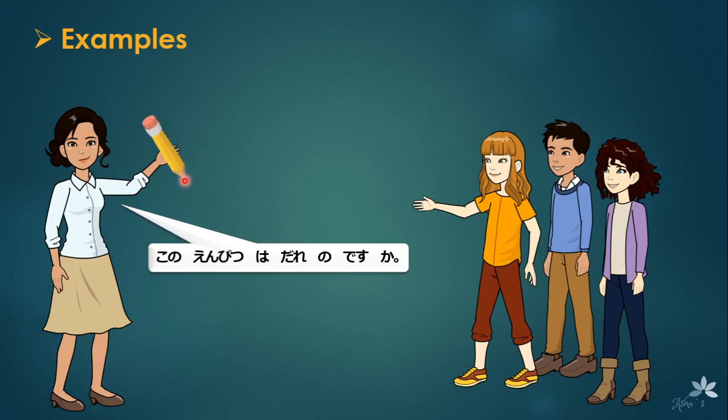Now she's asking about a pencil. This pencil. Kono enpitsu wa dare no desu ka? And the boy replies, Haru-chan no desu. Haru is the name of a girl and he says it belongs to Haru-chan.